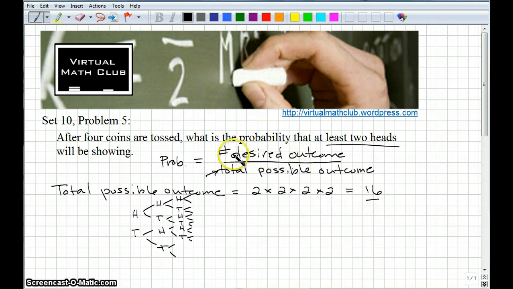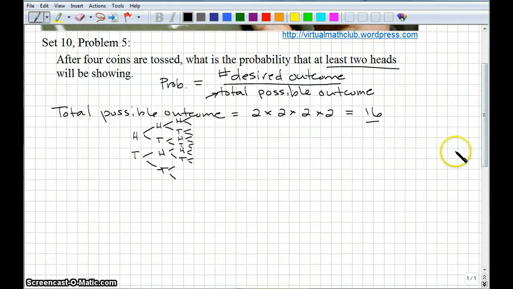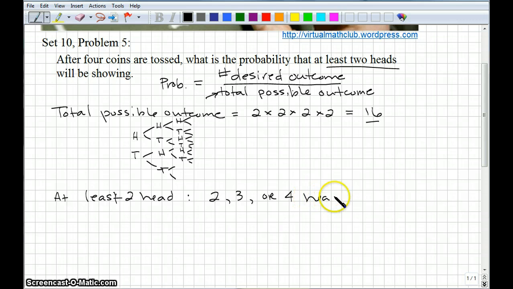Now, the trickier part is the top, the numerator, the number of desired outcomes. So let me scroll down just a bit here. Now, at least 2 heads means what? At least 2 heads. That can mean 2 heads, it can mean 3 heads, or it can mean 4 heads, right? So we can have any of those cases, and that would qualify as at least 2 heads.